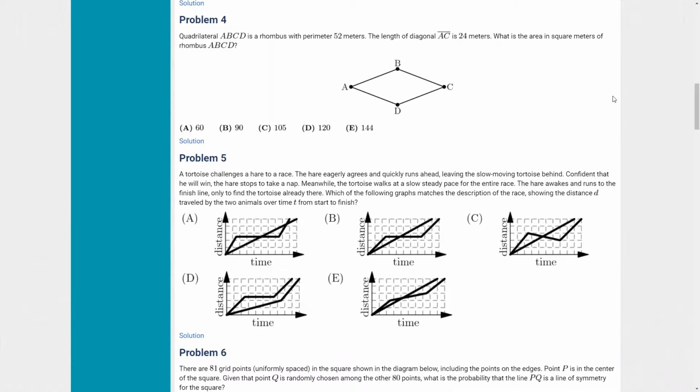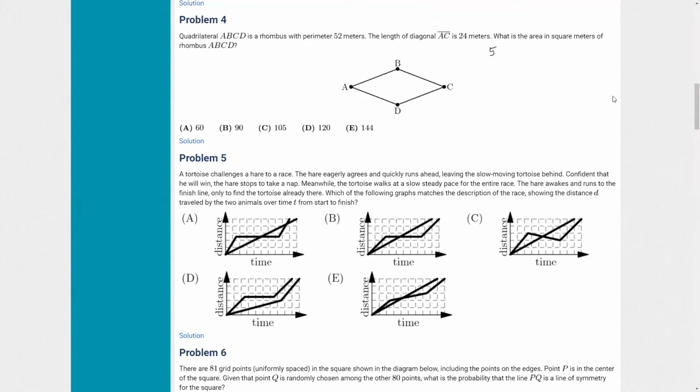Problem number 4. Problem number 4 says quadrilateral ABCD is a rhombus with perimeter 52 meters. The length of diagonal AC is 24 meters. What is the area in square meters of rhombus ABCD?